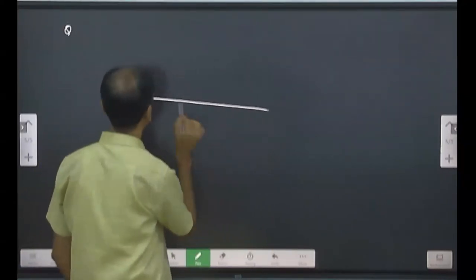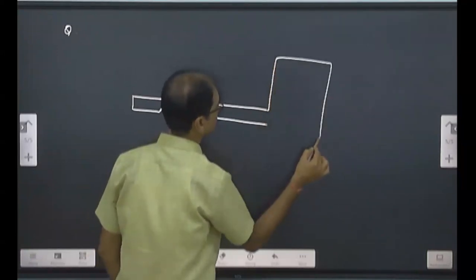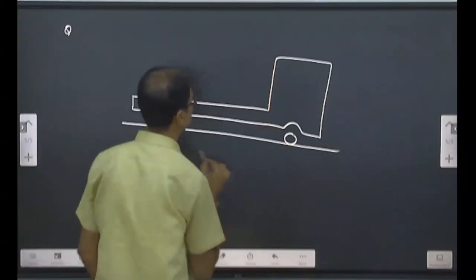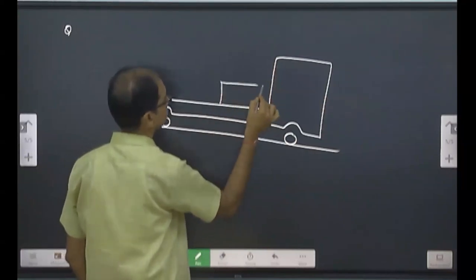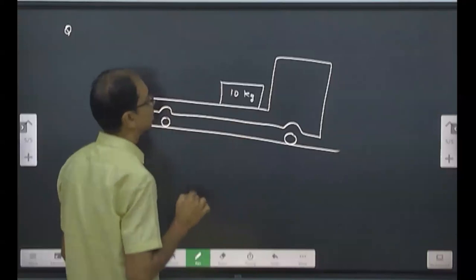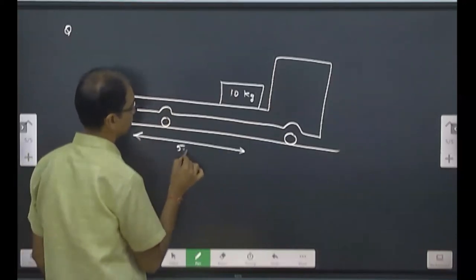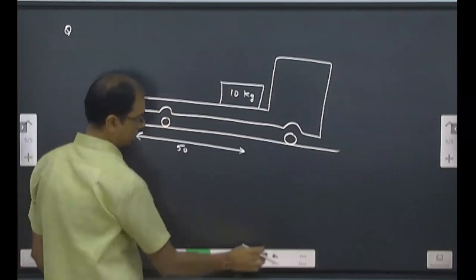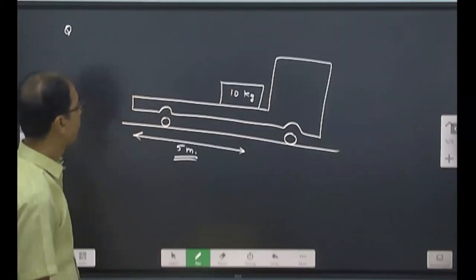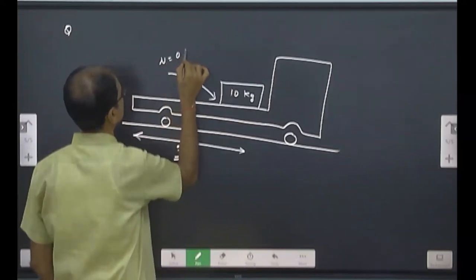Another one is, okay, let's take a truck. There's a truck here. And on the truck, there are certain boxes kept. Boxes mass, you can say 10 kg. And the length of this, let's say, is 50 meters. 50 meters will be too much, right? 5 meters. Okay, length of this is 5 meters. Okay. Coefficient of friction 0.4.